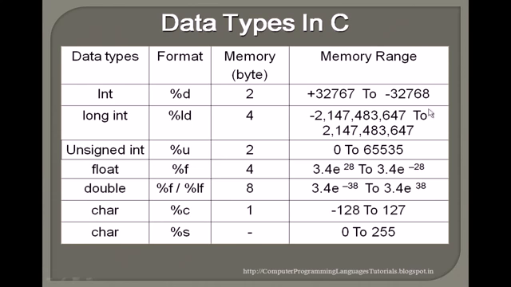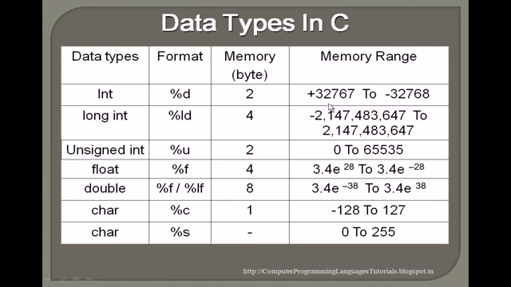It is a very important chart. The first is the data type integer. It has a format %d. D stands for decimal number or decimal number system in computer. It allocates 2 bytes in memory, and its range is plus to minus. That is, you can store in integer positive as well as negative value.